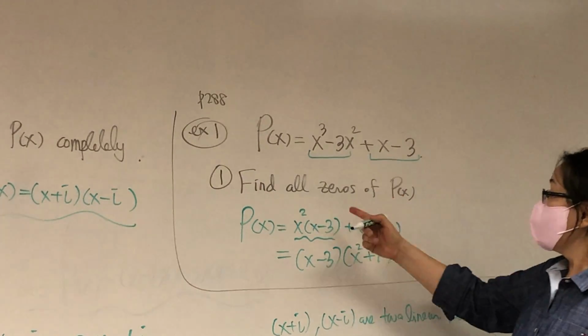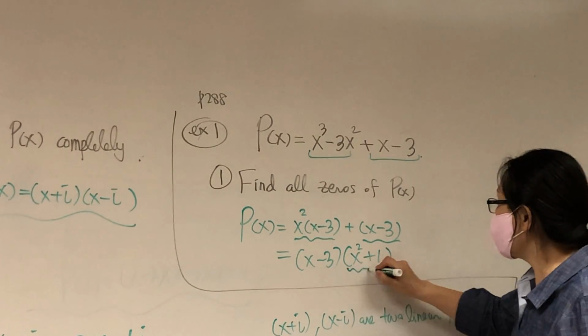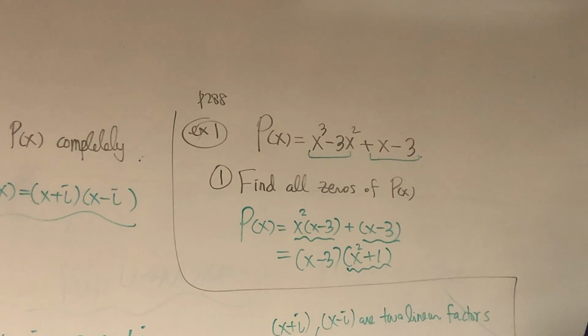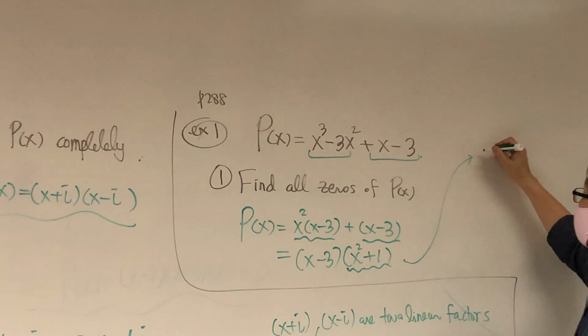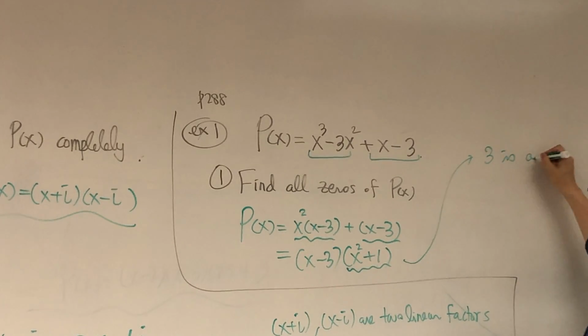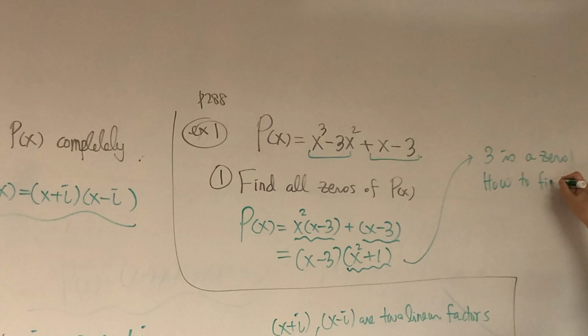And then, we already discussed that we need 3 zeros, right? So from here, we have to find the 2 zeros. How do you find the two more zeros? So here, set that equal to 0. 3 is a zero, right? And how to find another 2 zeros? It's not plus or minus i? Good job. Why? We did it before, right?